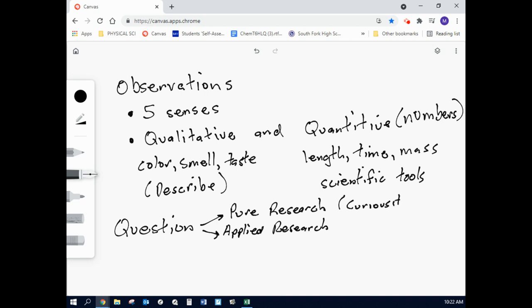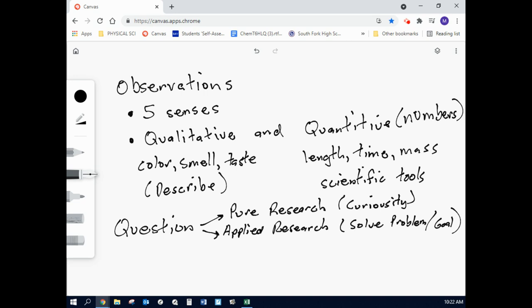Curiosity? I don't think I'm spelling this right. And then one is solve a problem or goal. So now you know these are things that are going to be on your tests. I think you're going to do well.